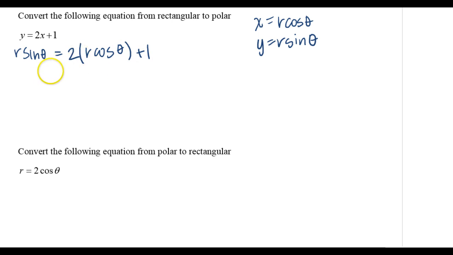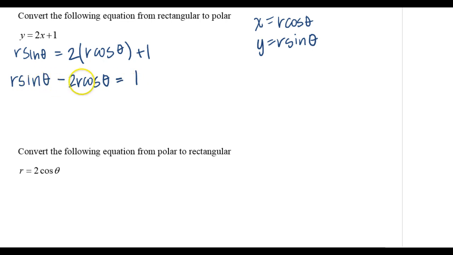So right now this is an equation that is in polar form, but ideally we would like to solve it so that it's r equals a function of theta. So now I'm going to gather all the terms with r on one side. I have r sine theta already on the left. I'm going to subtract 2r cosine theta. So this quantity that was on the right, I subtracted it to the left, and that's going to equal 1.